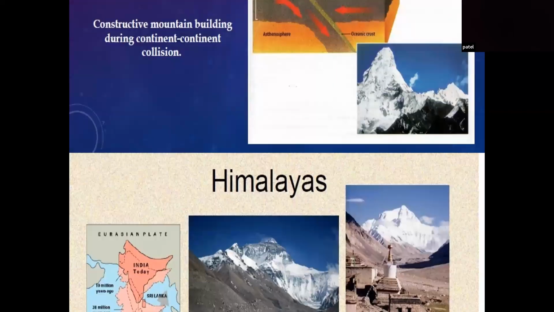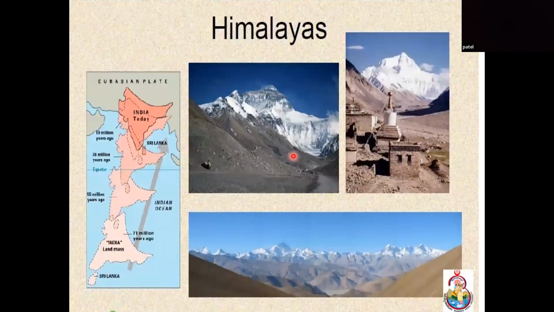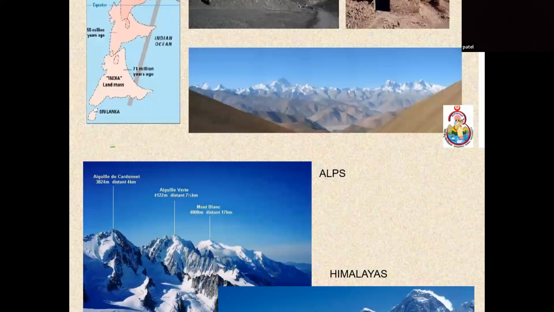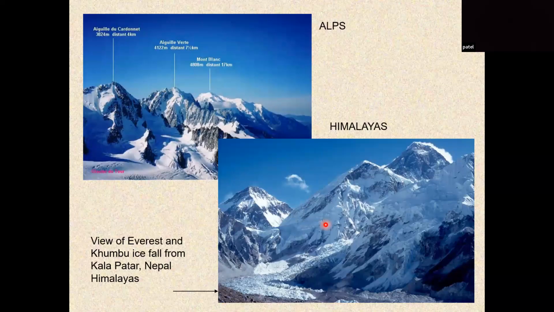These are some photographs of the Himalaya you can see. And how India has moved, you can see on the left side: India has gradually moved at different times, and finally it has collided with the Eurasian plate. These are some beautiful photographs of the Himalaya.